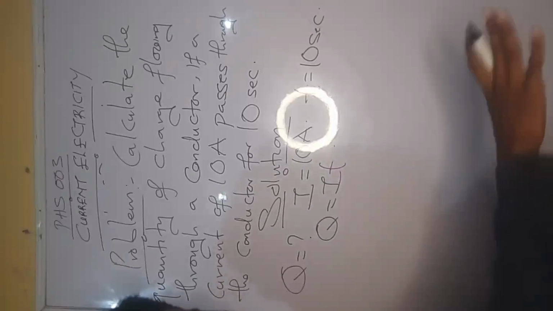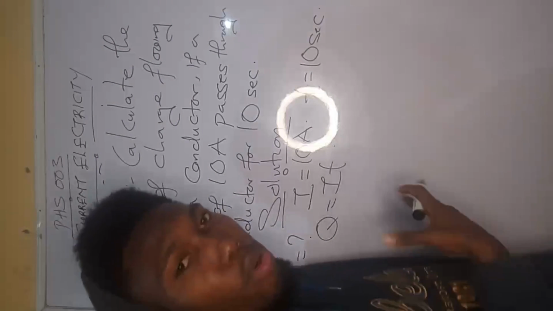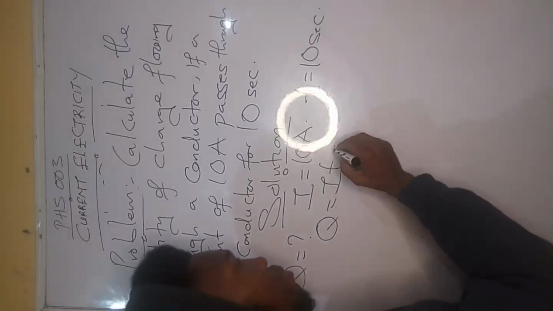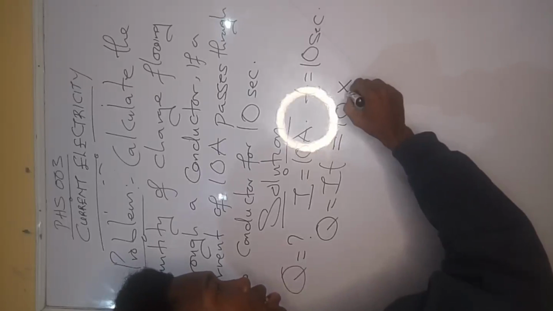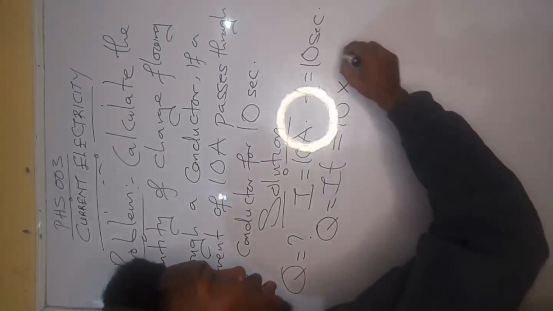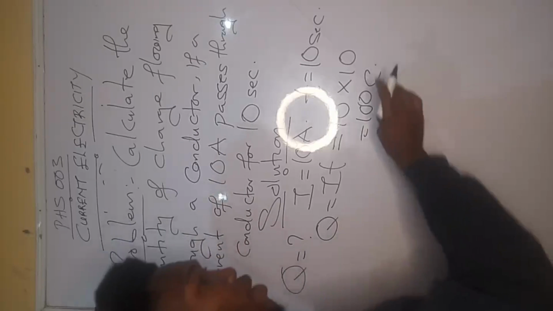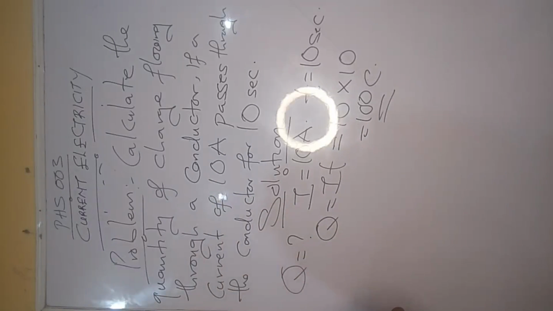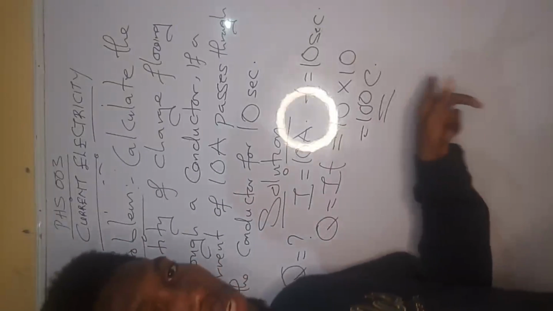Very straightforward, very simple, but stay at the beginning, please. These are basic knowledge you have to know if you don't want to have problems with this topic. That means we're saying equals to, current is 10, so we're saying 10 times, and our time is 10. 10, and that gives us 100. So, very important to put your unit. Our quantity of charge for current of 10 amp flowing for 10 seconds is going to be 100 coulombs.